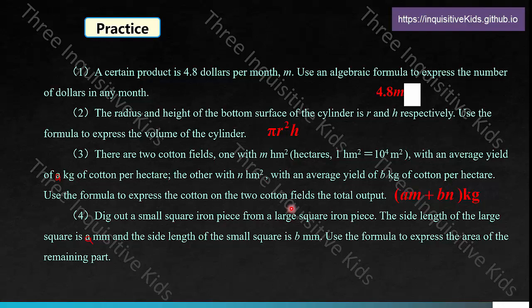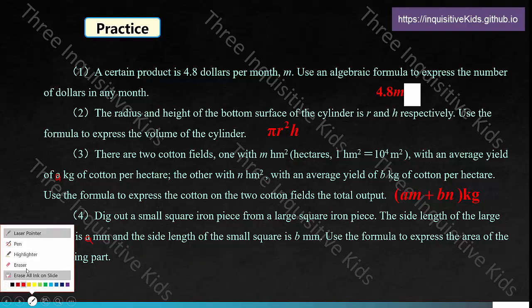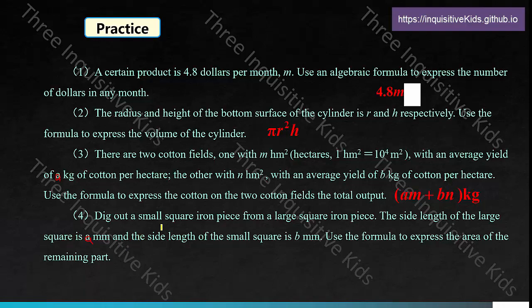4. Take out a small square iron piece from a large square iron piece. The side length of the large square is a millimeters, so that's a millimeters. The side length of the small square is b millimeters. Use an algebraic formula to express the area of the remaining part.